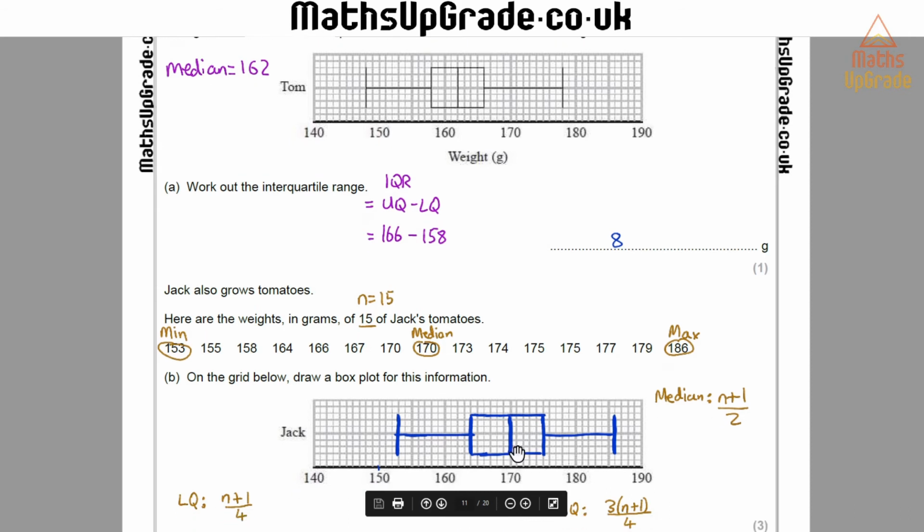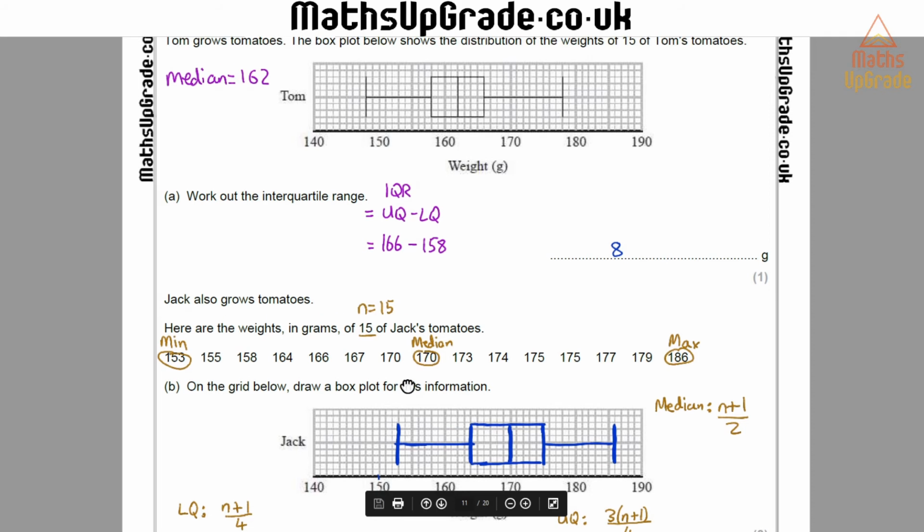The median here is 170, the median for Tom's tomatoes is 162. So Jack's tomatoes are slightly heavier on average. That's the first thing. I'm relating it to real life, which is the weight of the tomato.